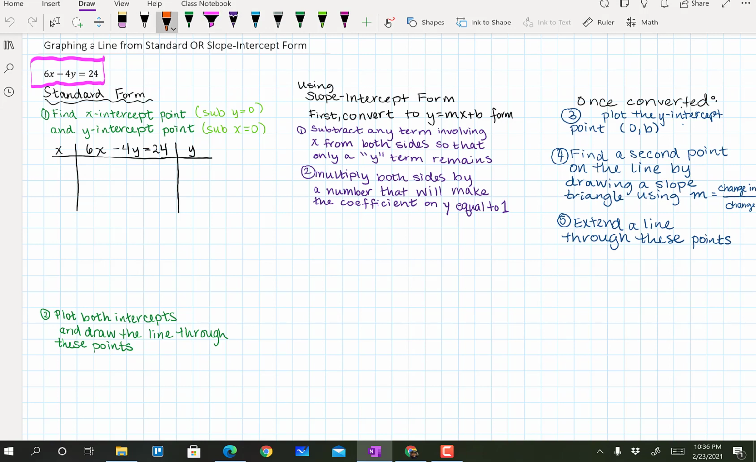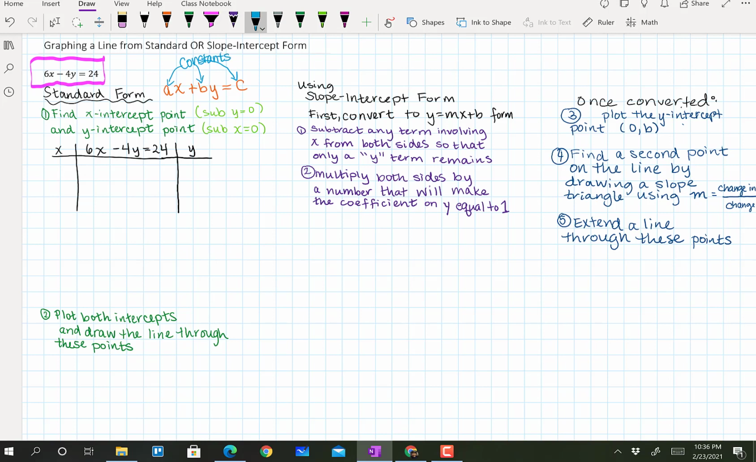Recall that standard form in its most general sense is a times x plus b times y equals c, where the numbers a, b, and c are all placeholders for constants, and x and y are our variables.